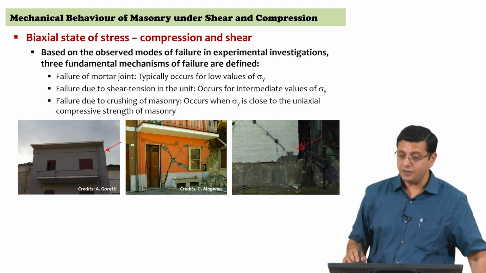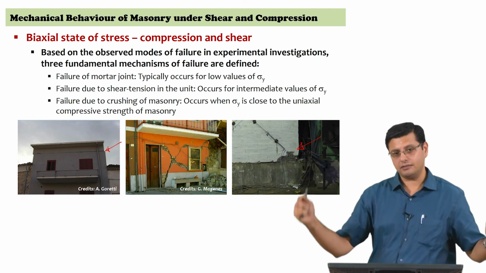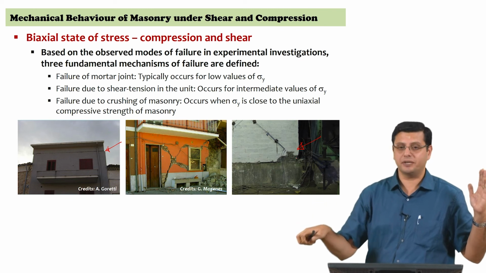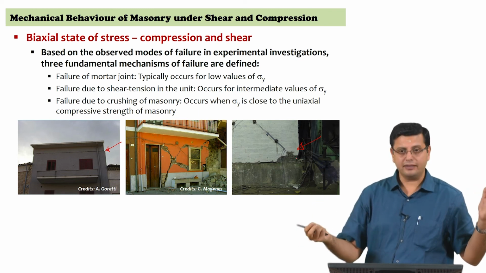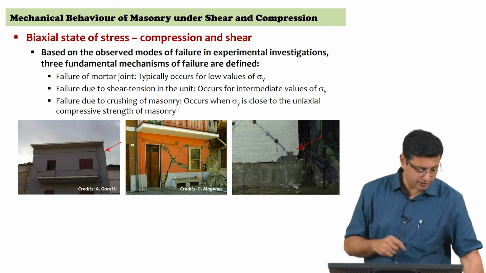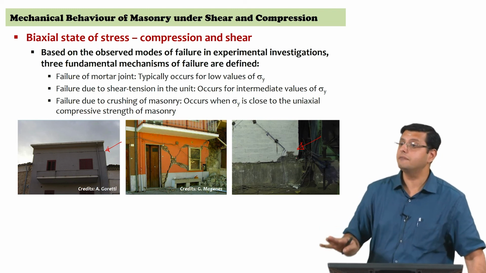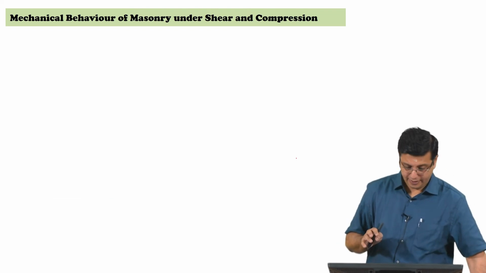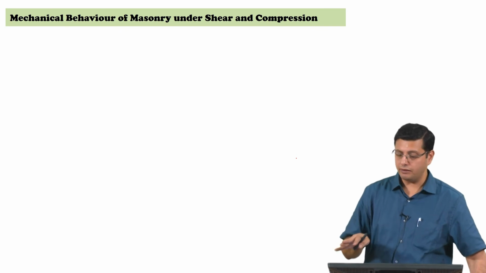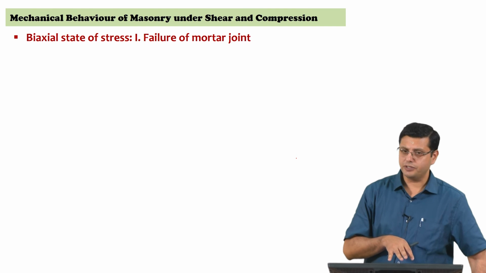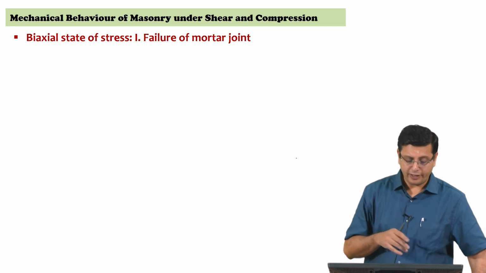You can see how the edge that is getting compressed due to the lateral force acting, that compressed toe is crushing, and if that were to crush, then you have reached the maximum lateral load carrying capacity of the wall. So, you have three distinct failure planes, three distinct failure mechanisms in the wall itself. We examine one by one to then arrive at an overall failure plane. So, let us look at the first one, failure of the mortar joint.